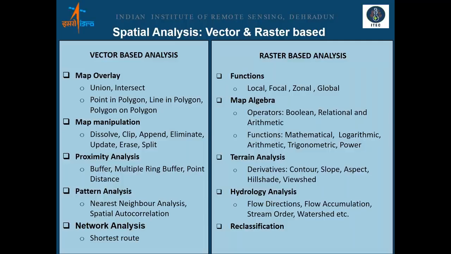So now coming to the spatial analysis. As I told you, vector and raster both have different analytical capabilities. Why? Because of the different types of data structures. Now, if I talk about vector-based analysis, you have many different operations available, like map overlay. You can directly apply different overlay operators like union and intersection. Many other operations are there. You can do map manipulation, you can dissolve, you can clip, you can extract. All these are vector-based operations.